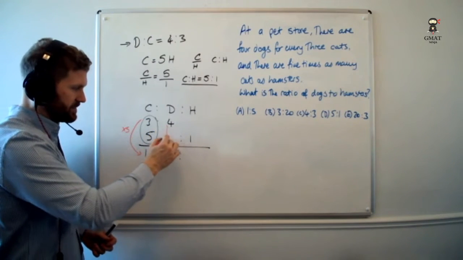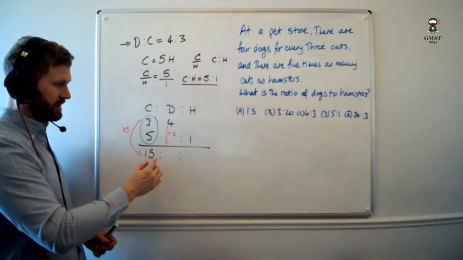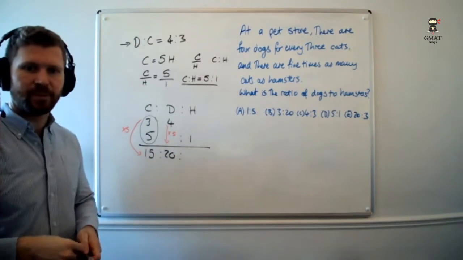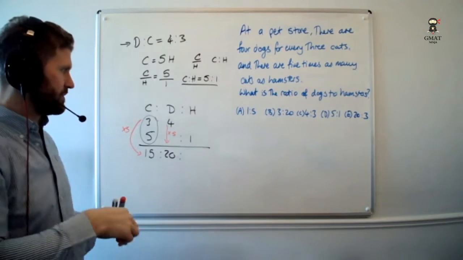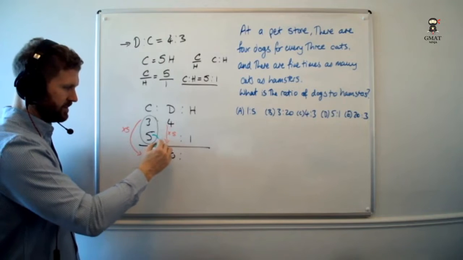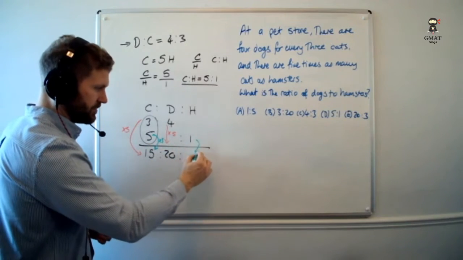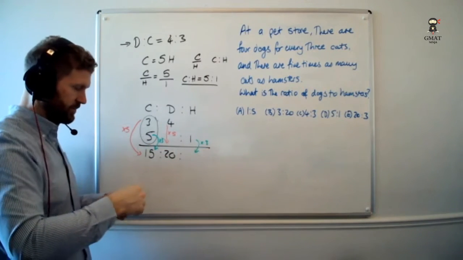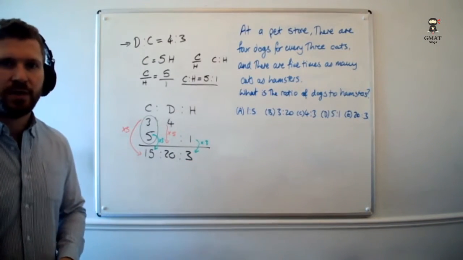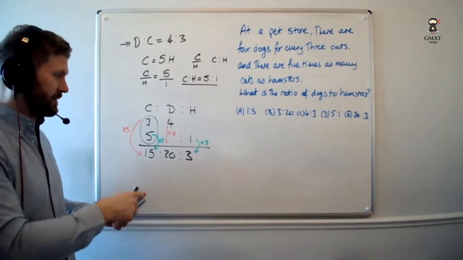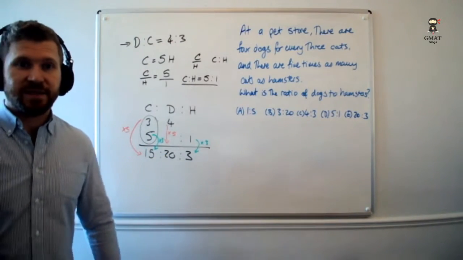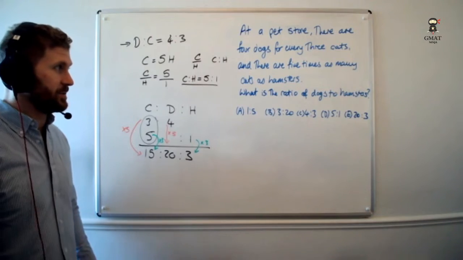And so you times the 4 by the same thing, and I'm going to get 4 times 5 would give me 20. Similarly, for the hamsters, I've got to ask, what would I times the 5 by to get 15? In this case, it'd be 3. And so I would do the same to the hamsters, which was 1 times 3, which will give me 3 overall. So my ratio of cats to dogs to hamsters will be 15 to 20 to 3. Nothing simplifies any further there.